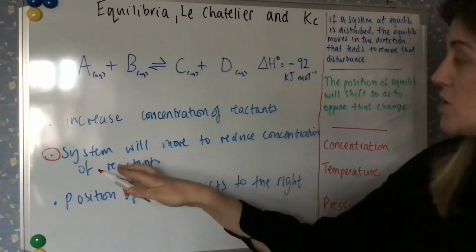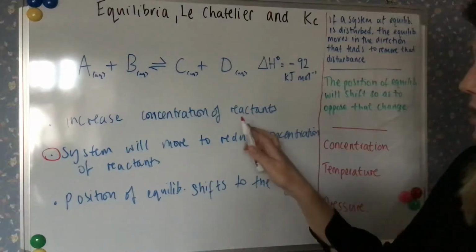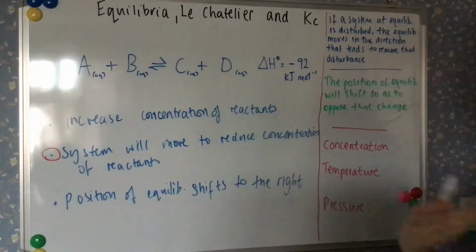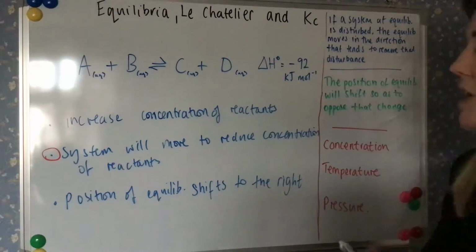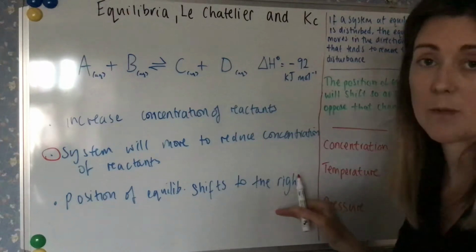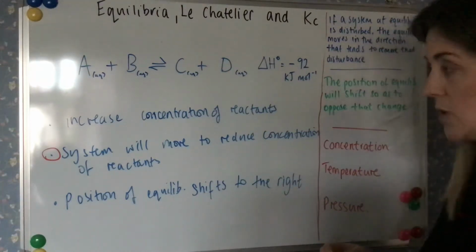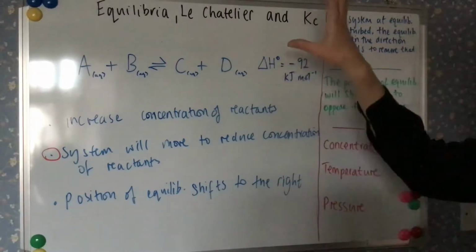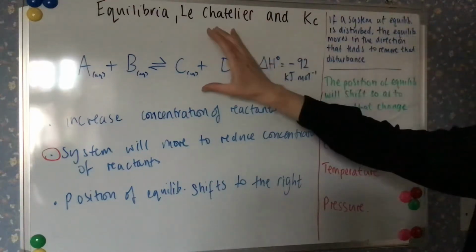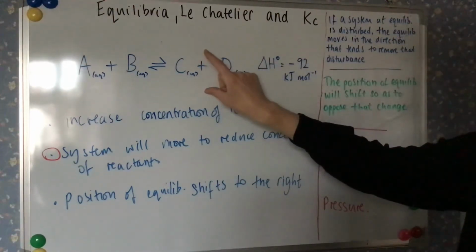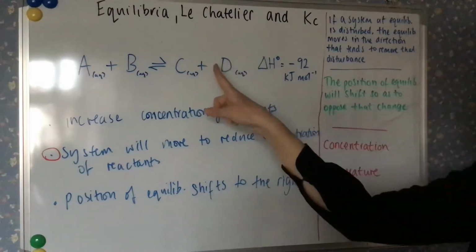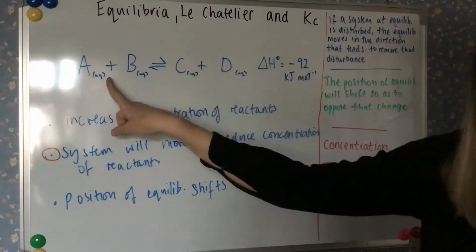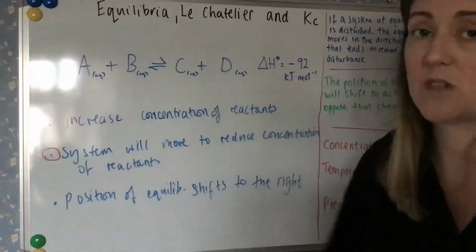So make sure that you talk about it. If you increase the concentration of the reactants, the system is going to move to reduce that concentration, or you can say the position of equilibrium will shift to oppose that change, and then state where that position of equilibrium is going to shift to. If you were to increase the concentration of the products, the same thing would happen. The system would move to reduce the concentration of the products, and the only way it can do that is to make more of the reactant, so the position would shift to the left.